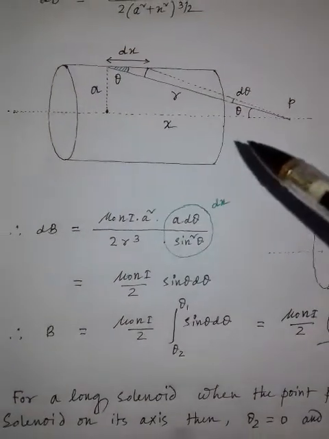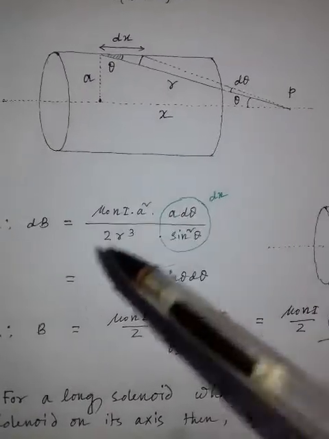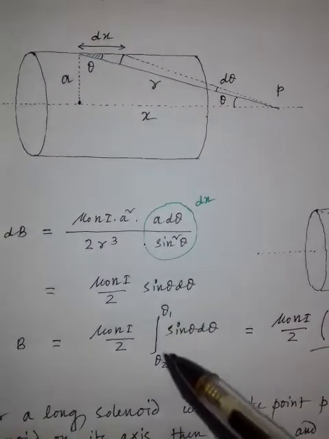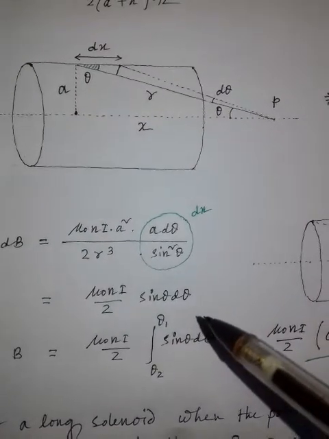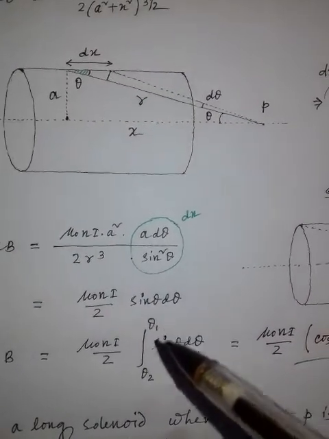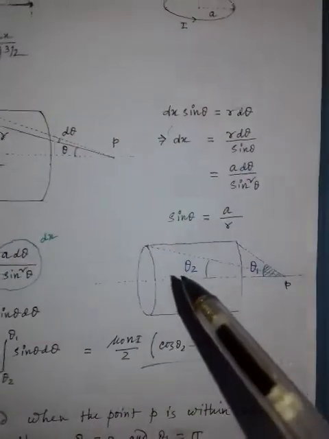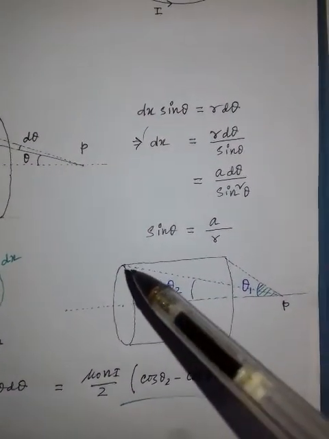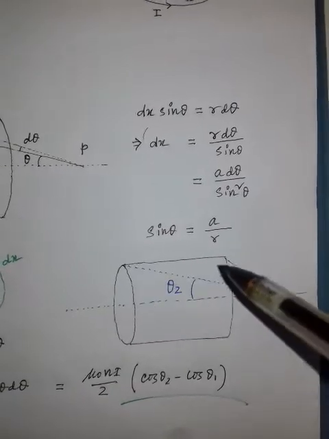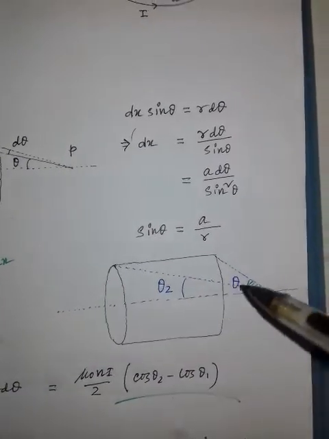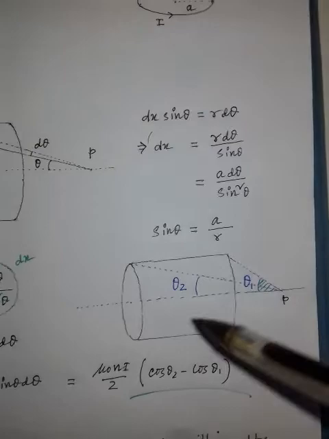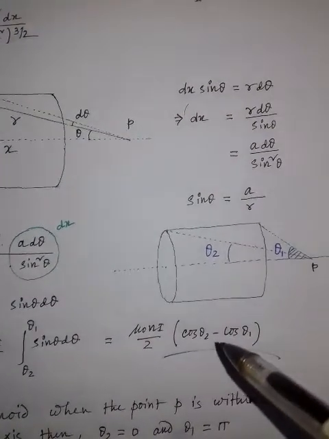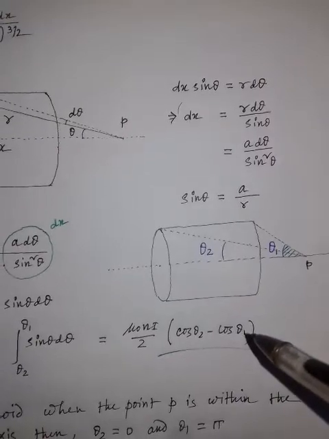So the total magnetic field at P would be the integration over this term, and the limit of theta is from theta 2 to theta 1. And what about theta 2 and theta 1? Theta 2 and theta 1 are nothing but the angles made by these two ends of the solenoid with the axis at P. After integration, we get mu naught ni by 2 times cos theta 2 minus cos theta 1.